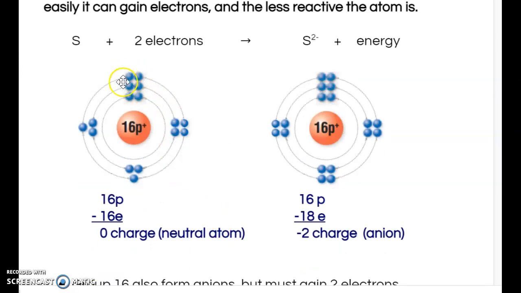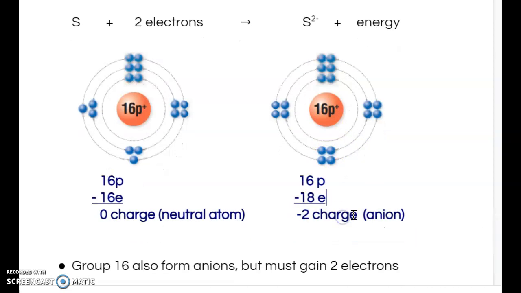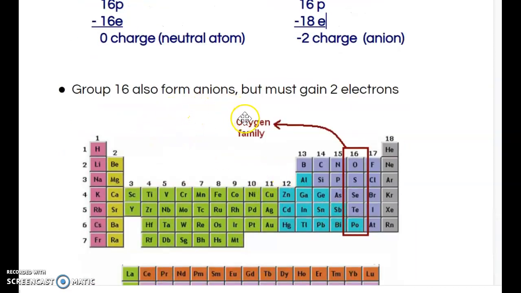So what happens with sulfur? Again, sulfur wants to look like a noble gas. It wants to be nice and noble and have a full outer shell. You can count here that sulfur has 1, 2, 3, 4, 5, 6 electrons in its outer shell. And it says, is it easier for me to get rid of 6 electrons and become positive, or is it easier for me to gain only 2 electrons to become negative? Of course, to look like a noble gas, it's easier to gain 2 electrons. So sulfur gains 2 electrons to get an ion charge of -2, because now there are 16 protons and 18 electrons. Group 16 also forms anions, but must gain 2 electrons.